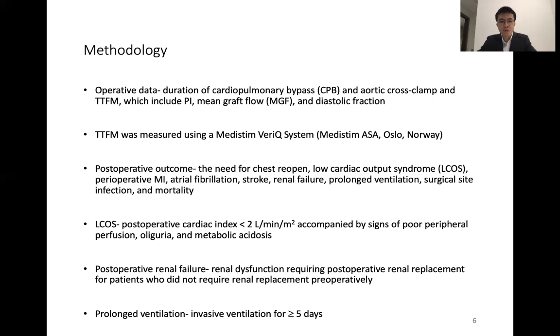Low cardiac output syndrome is post-operative cardiac index less than 2 liters per minute per meter square, accompanied by signs of poor peripheral perfusion, oliguria, and metabolic acidosis. Post-operative renal failure is renal dysfunction requiring post-operative renal replacement for patients who did not require renal replacement preoperatively. Prolonged ventilation is defined as patients requiring invasive ventilation for more than 5 days.